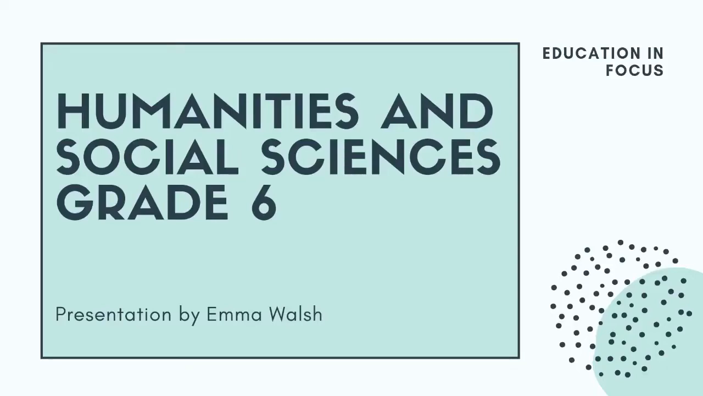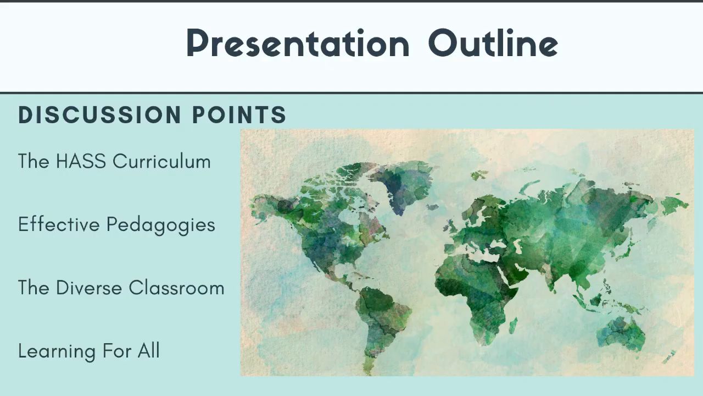During this presentation, I will be discussing the Humanities and Social Sciences curriculum as it pertains to the Australian curriculum for Grade 6. I will discuss effective pedagogies for teaching the curriculum, as well as consider the implications of a modern-day diverse classroom. This will lead me to discuss strategies for inclusive teaching, ensuring learning for all.